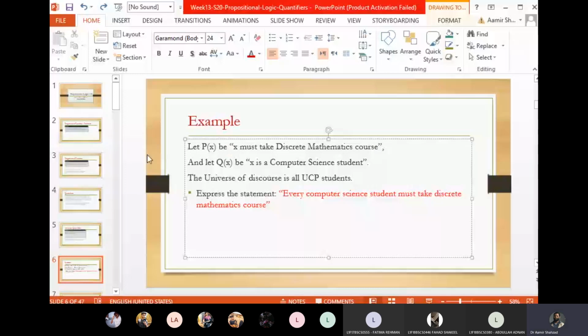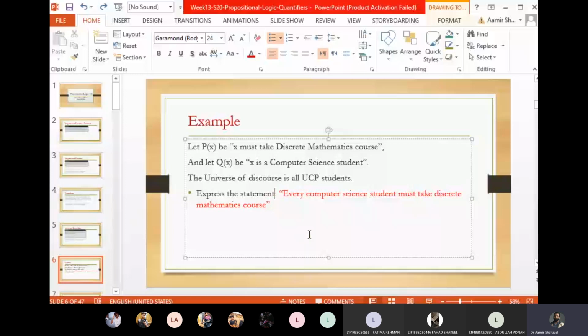Or we have another statement q of x. X is a computer science student. Okay, fine. Now we define our statements. We have a statement: every computer science student must take discrete math course. So we have every computer science student, every all का लफ्ज़ जब आते हैं, it means it's a universal quantification, universal quantifier.